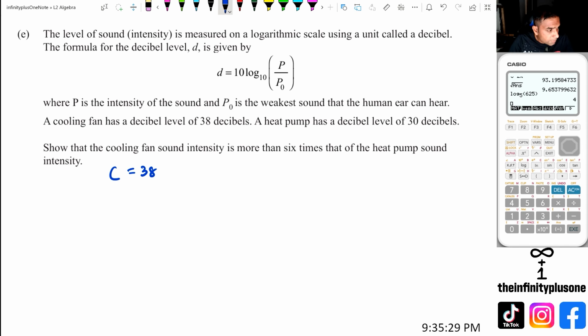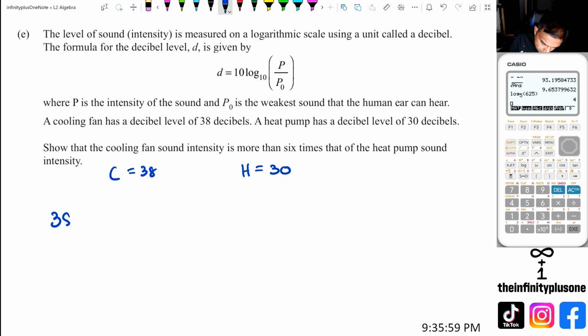And then heat pump, I'm going to go with H, which is going to be 30. So basically what it says is the intensity of the sound and the weakest sound that humans can hear. Okay, so the decibel level is going to be, what is it? We've got the cooling fan. I'm just going to do the cooling fan first, right? So the decibel level is 38.